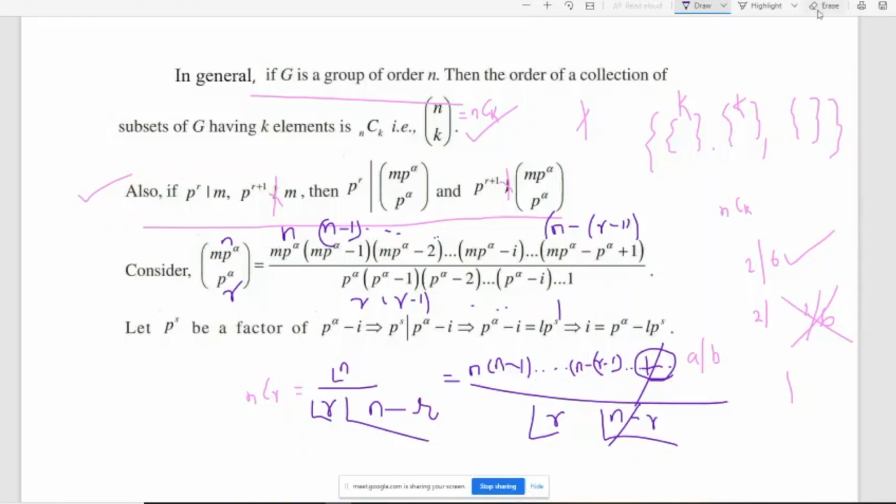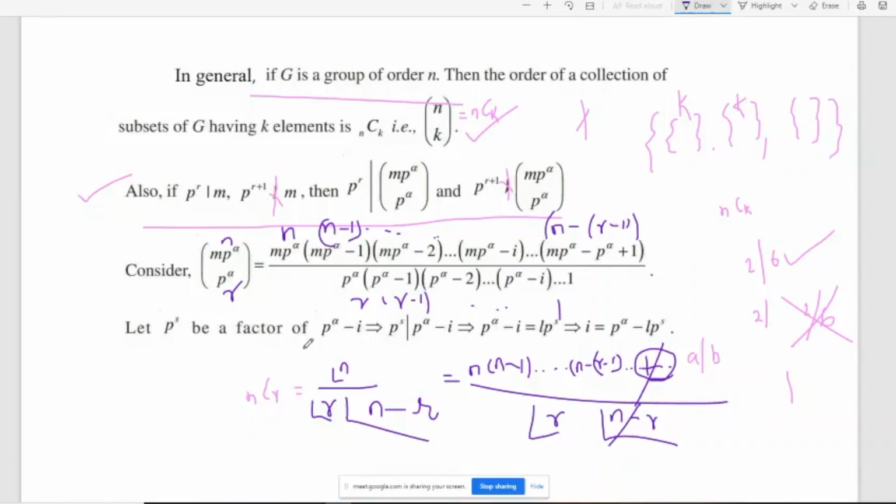Now the question: we want to say that however my m behaves, in the same way this one is going to behave. So that is our claim here. However my m behaves, in the same way this one is also going to behave. So how is that established?